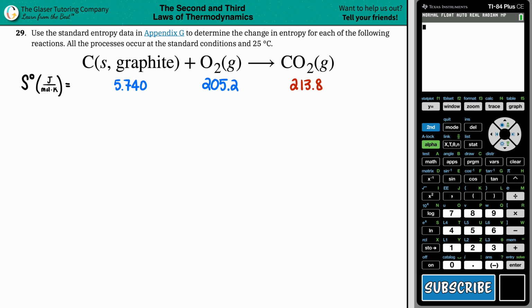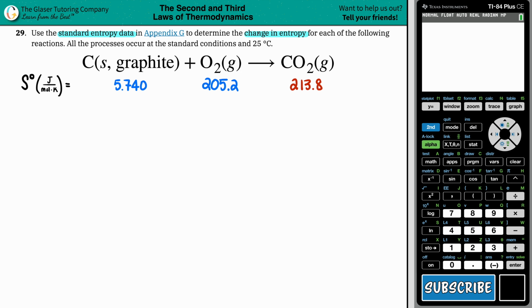29. Using the standard entropy data in Appendix G to determine the change in entropy for each of the following reactions. All the processes occur at the standard conditions and at 25 degrees Celsius. Okay, so in this case, we have our balanced equation. We have carbon, which is the graphite version, right? It's a solid, it's graphite, plus oxygen gas, O2 gas, which will produce CO2.